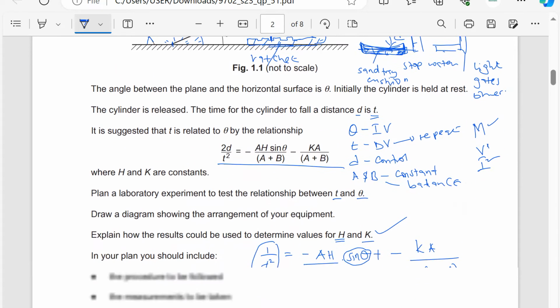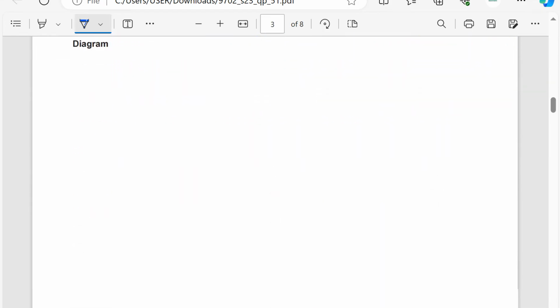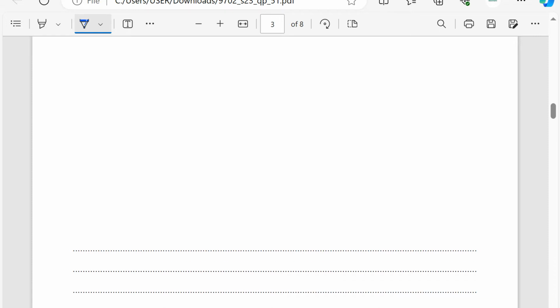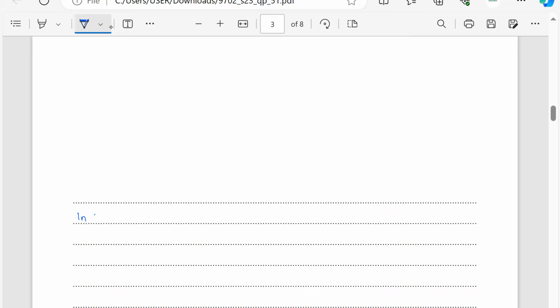If I have the skeleton at the back of my mind, now it becomes easy for me to write the plan. So let's start. Let me start by stating the independent and the dependent variable before I draw the diagram. So I'll say in this experiment, theta is the independent variable and t is the dependent variable.